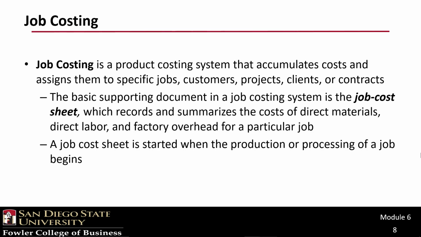And even though the book deals in paper versions, of course, the vast majority of this would be kept in technology today. So there's not really a sheet of paper, but rather an entry into the technology system. That sheet is going to record and summarize the cost of direct materials, labor, and overhead for a particular job. And each time you start a new job, or sometimes maybe a batch depending, a job cost sheet is started. Okay, let's watch another video, and this one is about job costing.